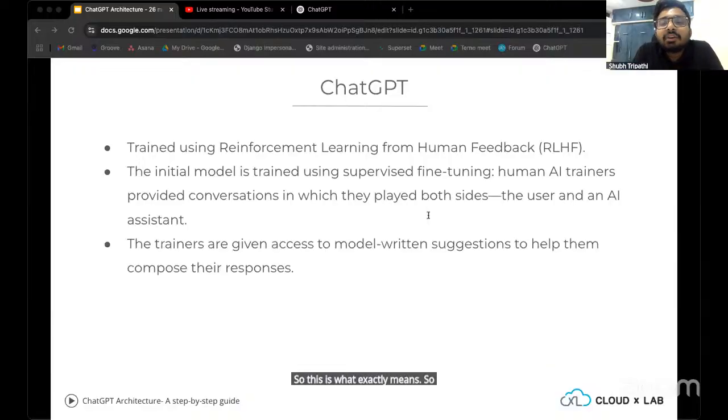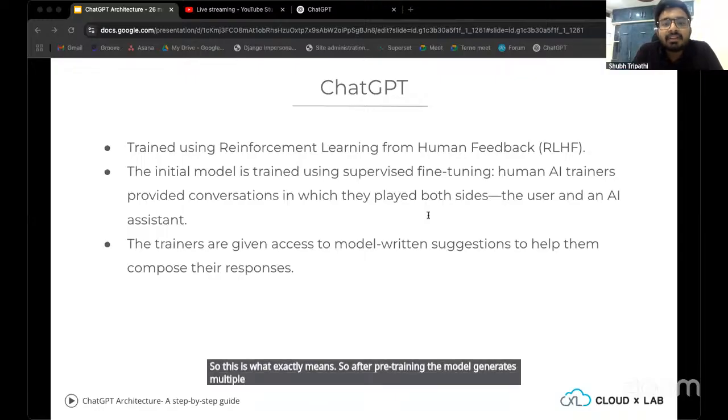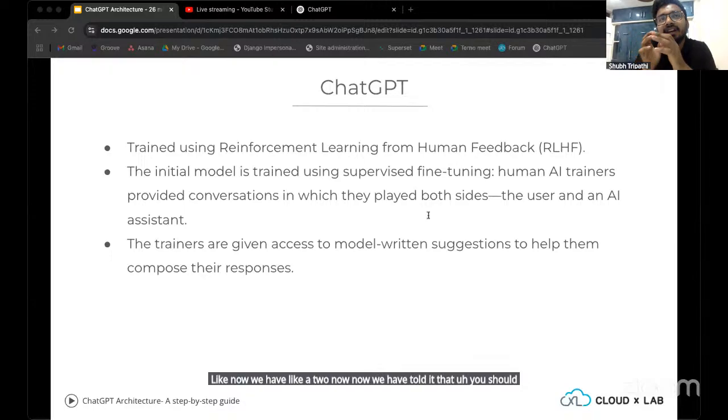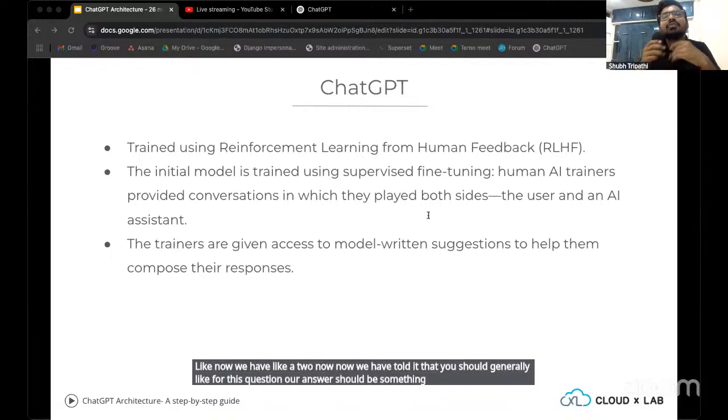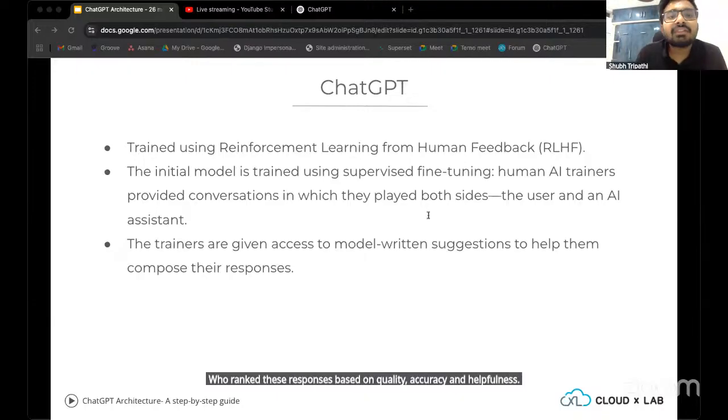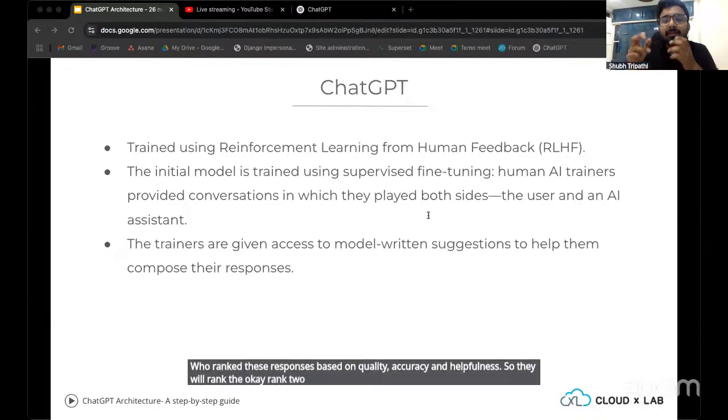After pre-training, the model generates multiple responses for the same input. Now we have told it what our answer should look like, so we make it generate different outputs for the same question. For one question, suppose how to make a tea, it generates five different answers. Now there are human reviewers who rank these responses based on quality, accuracy, and helpfulness. So they will rank them: rank two is good, rank two is at the top, rank three is better in this aspect.